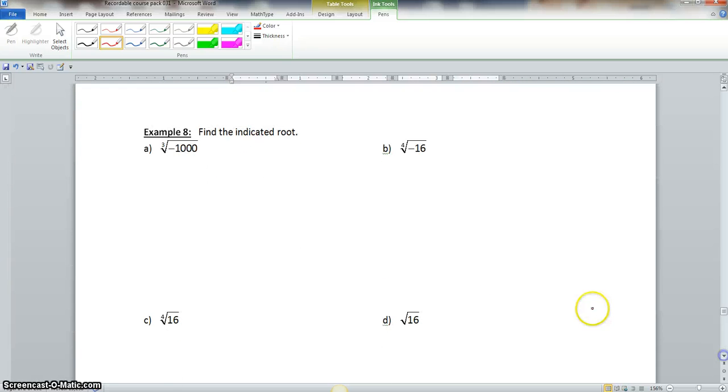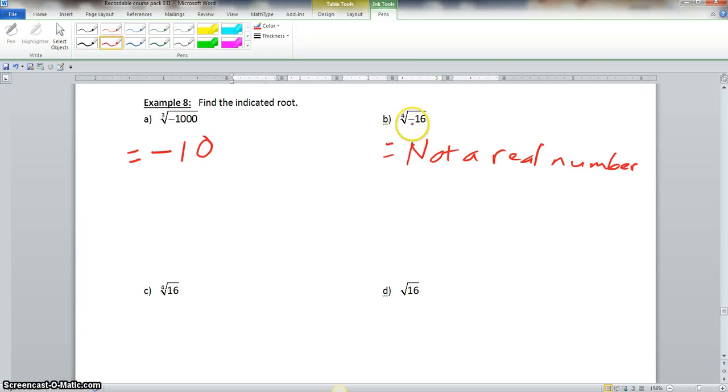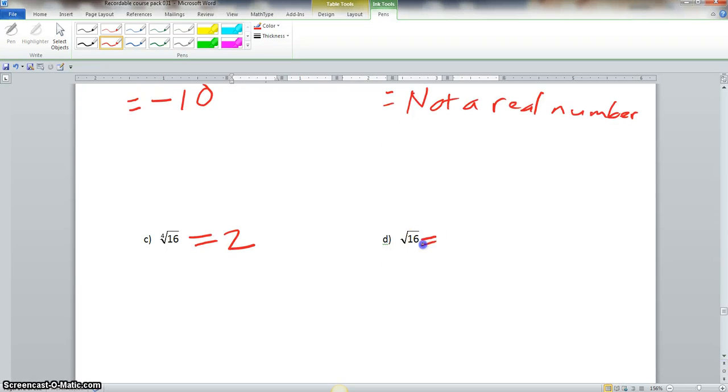Now it says find the indicated root. The cube root of negative 1000 will be a negative 10, because negative 10 times negative 10 times negative 10 is a negative 1000. The fourth root of a negative 16 is not a real number, because remember, if our index is an even number, we cannot have a negative number under the radical. The fourth root of 16 is 2. And the square root of 16, we know, is 4.